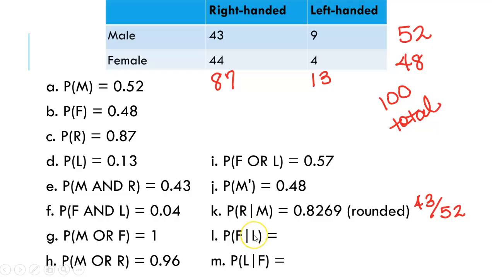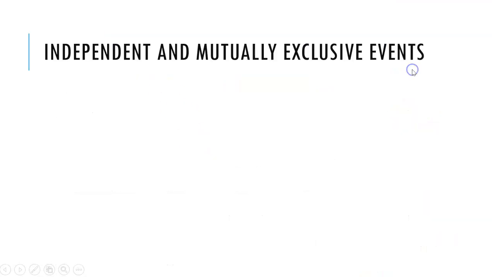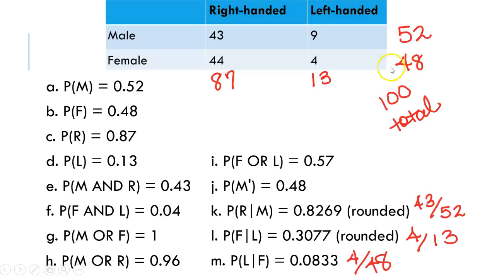Probability of female given left-handed. So I can say that there are 13 left-handed, and out of those, 4 of them were females. And then probability of left-handed given female. If I'm given it's a female, that means my denominator is 48. And out of those, the left-handed ones were 4 out of those 48.